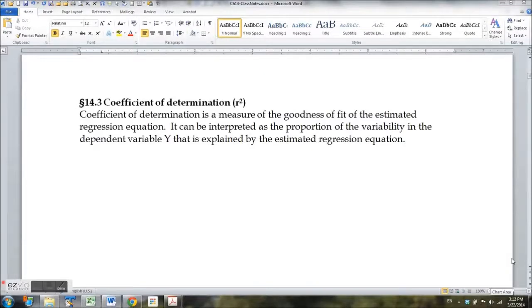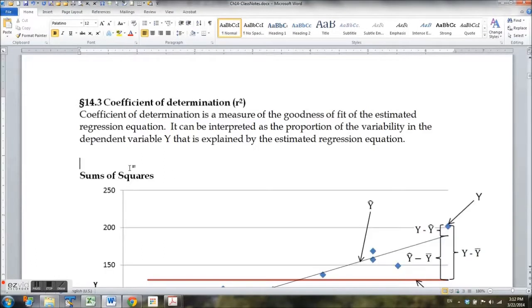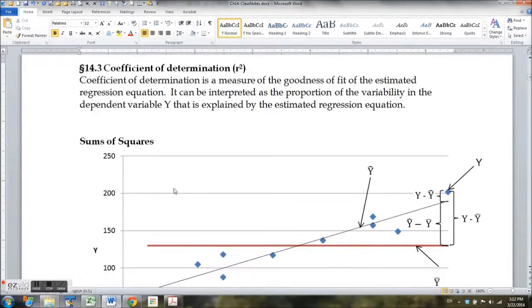After finding the value of b sub 0 and b sub 1, we can then calculate what is called the coefficient of determination, and the notation for that is r squared. The coefficient of determination measures the goodness of fit between the straight line b sub 0 plus b sub 1 x and the sample points themselves. Before we develop a formula for r squared, let's look at what the error values are.